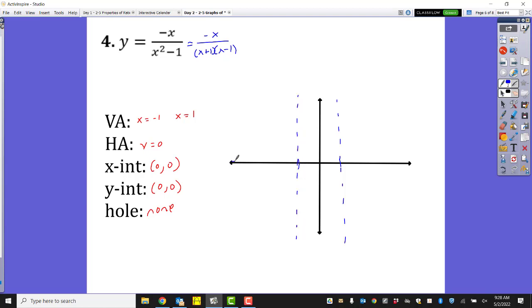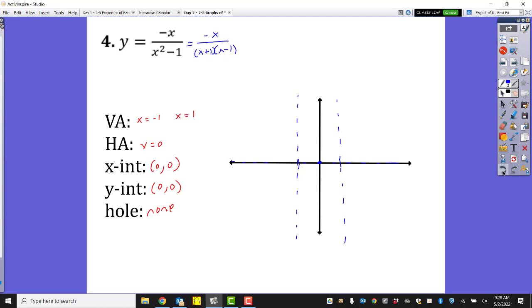Okay, we have a horizontal asymptote at y equals 0. We have a y-intercept and x-intercept at 0, 0. Now notice this time we do not have a point to start at. This one doesn't really tell us anything because it could go up to here, or it could go down to here, or it could go up to here, or it could go down to here. Doesn't really tell us much.